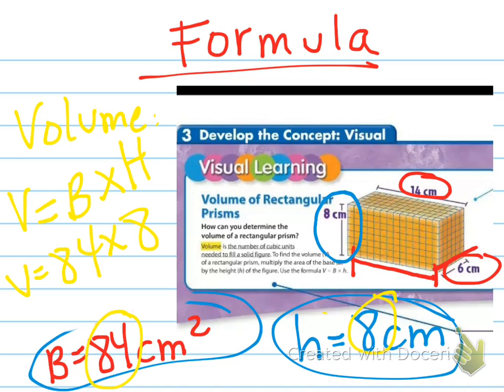Sorry, ignore that ring. Anyway, what I was saying, we multiply the base times the height, 84 times 8. And we multiply that, and the volume equals 672 centimeters, but you have that little 3 that symbolizes cubic centimeters. Now we'll go ahead and do another example before I let you do independent work.